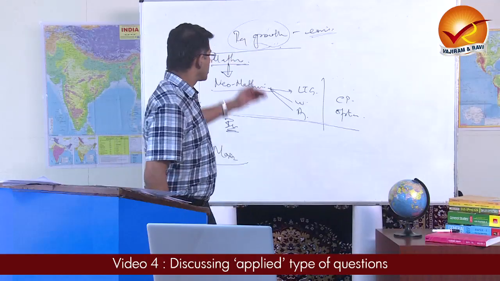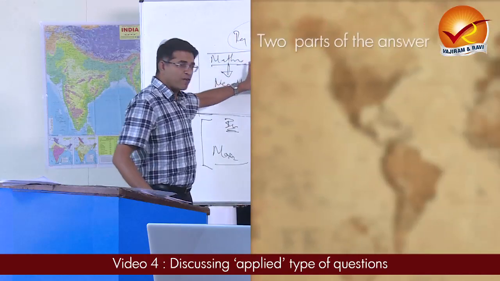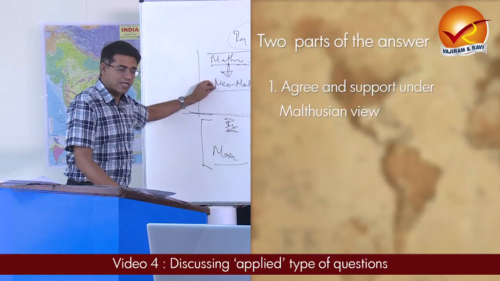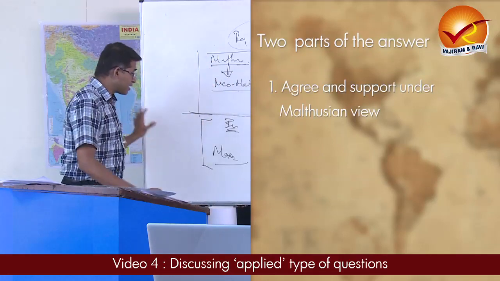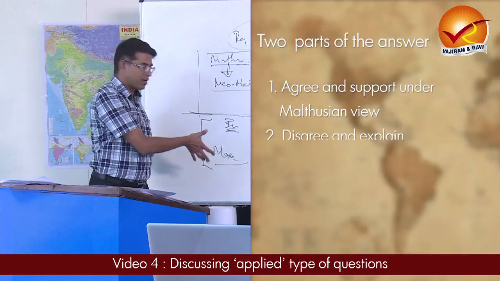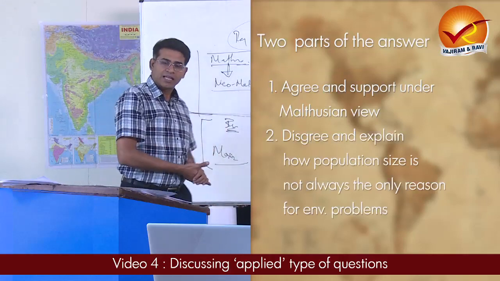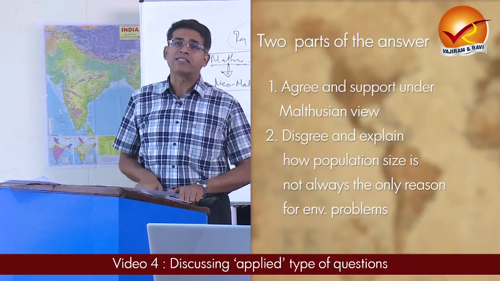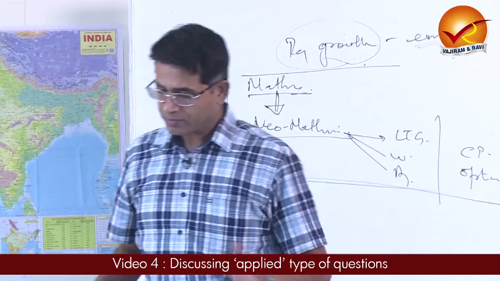So the answer is in two parts. The first part: agree with the statement and give it some theoretical base. The second part, which I think is a critical one because this is where you stand out with respect to other answers: disagree, and say that population size is not the only important concern in environmental issues.